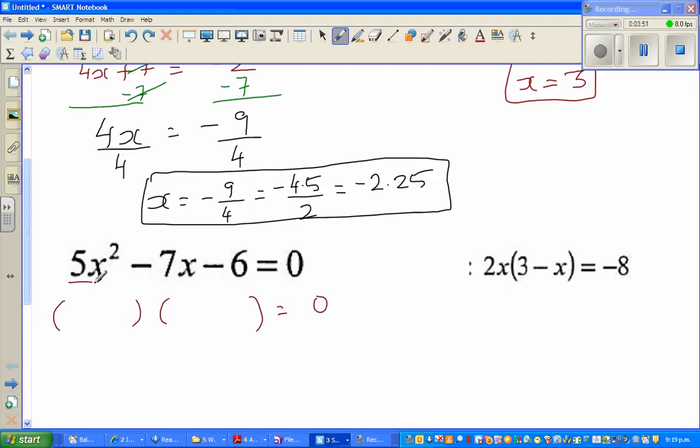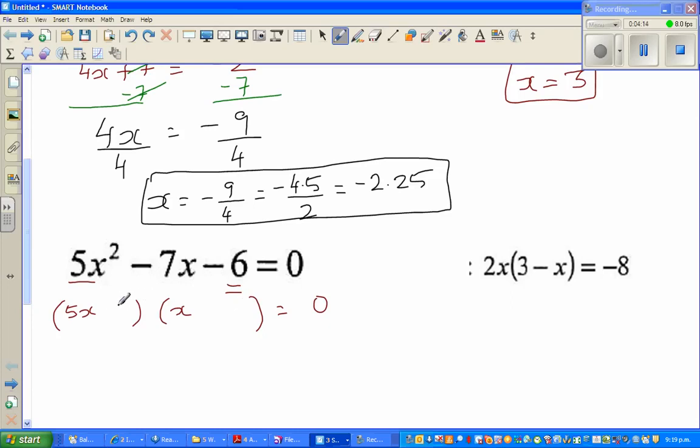So first look at this. I've got a 5x squared here. So what should come in these brackets? 5x squared can only be written as 5x times x or x times 5x, doesn't matter. So 5x times x is 5x squared. Now I want to get this negative 6 by putting a number here and here.